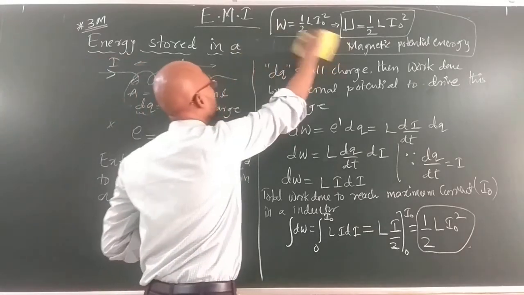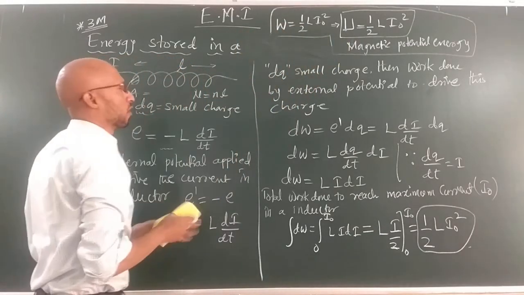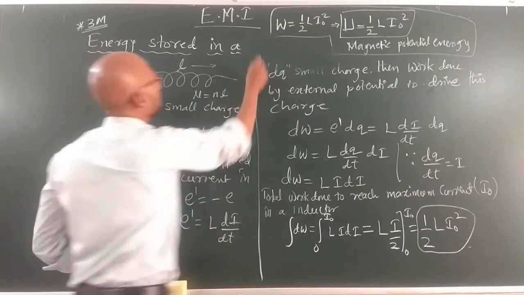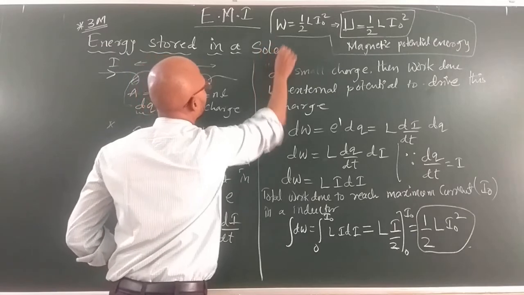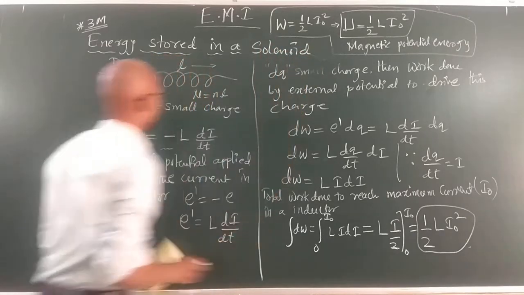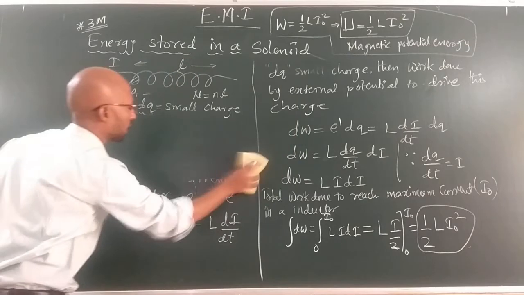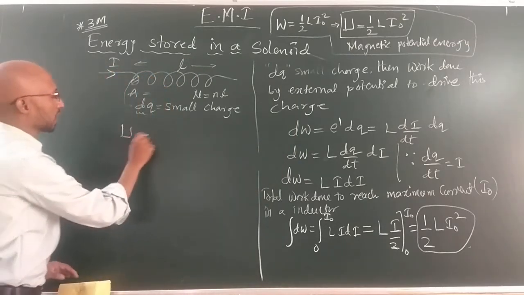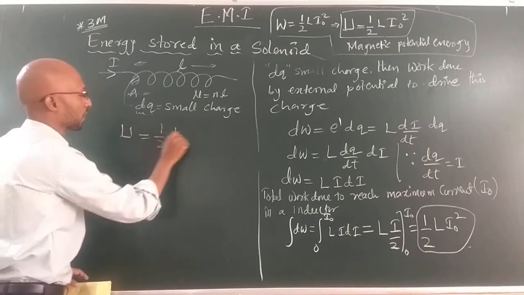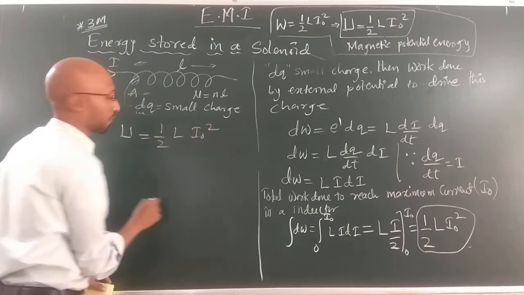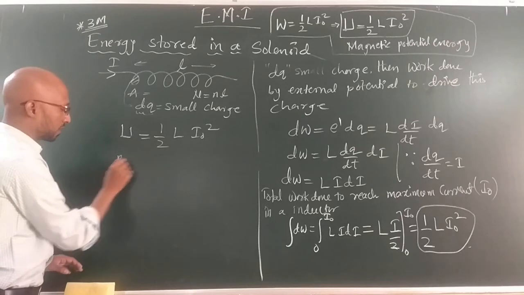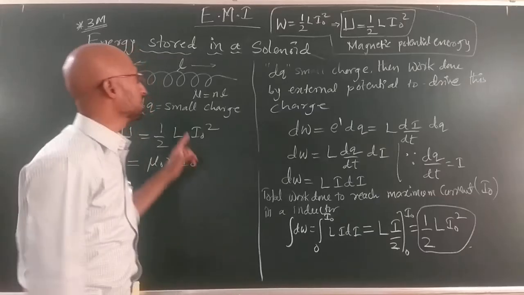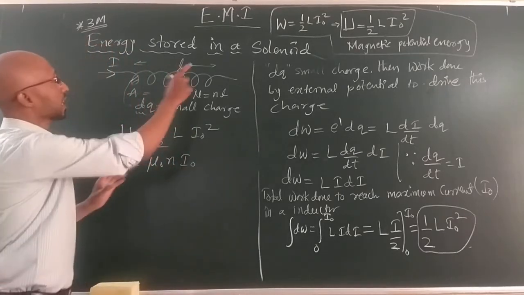Now, if the question is asked for 1 mark, it will ask you to write the expression for the energy stored in a solenoid. In that case, what do you have to do? You know the equation: energy stored in an inductor is half L I naught square. Now, what is the magnetic field in a solenoid? That is mu naught. Okay, let us derive the expression for the energy stored in a solenoid.